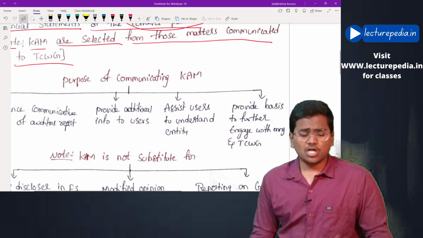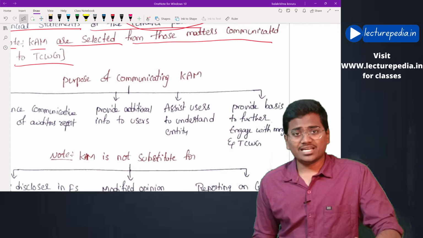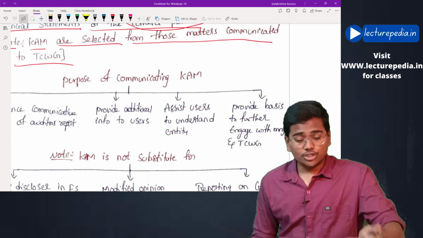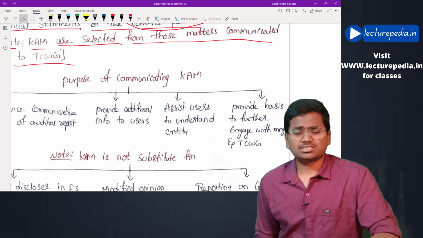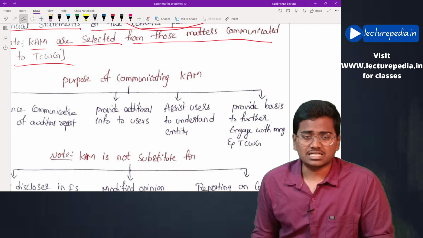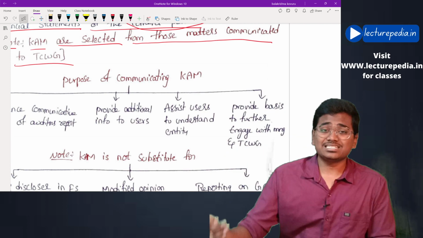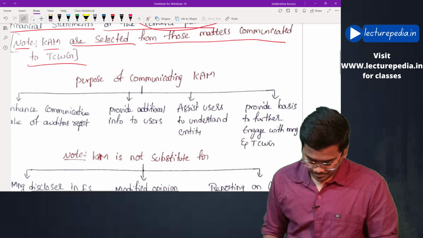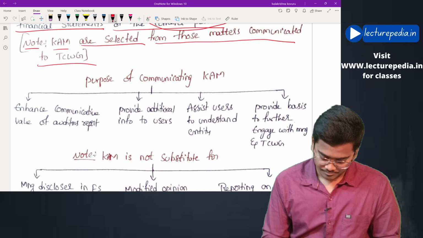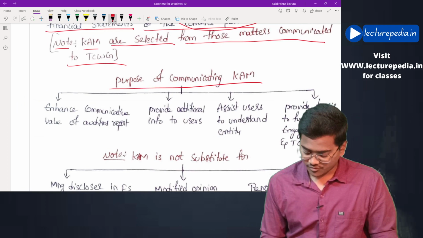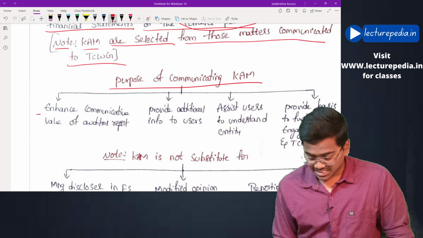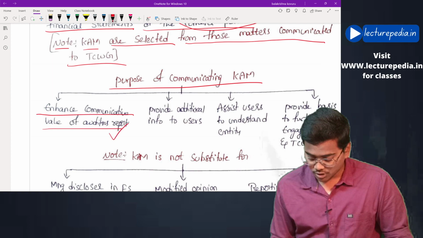Now, why give key audit matters in the audit report? The auditor is giving an audit opinion. Then why, apart from the audit opinion, should he also give key audit matters? There are certain reasons. The first reason is to increase the communicative value of the audit report. The purpose of communicating key audit matters is to enhance the communicative value of audit reports.